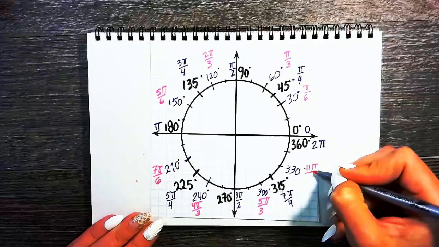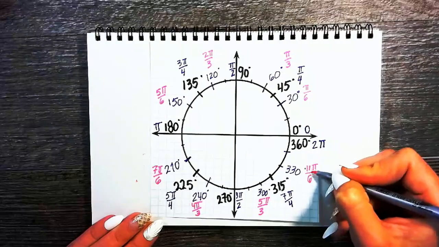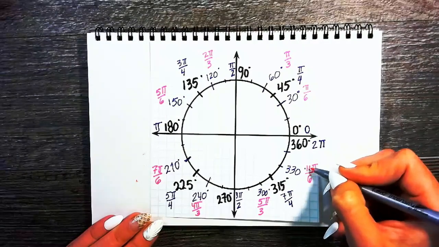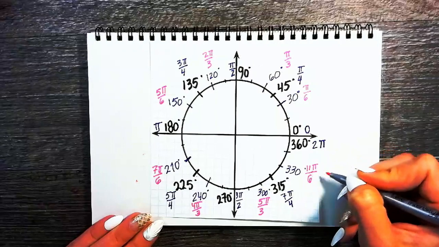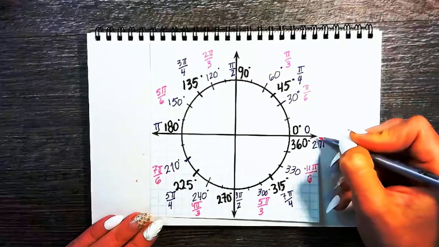Does anyone else do that where you write 11 pi over 6 and you just write 11 and want to go to the denominator because the pi symbol has that 11 motion? Just me? Okay. 11 pi over 6 and 12 pi over 6.